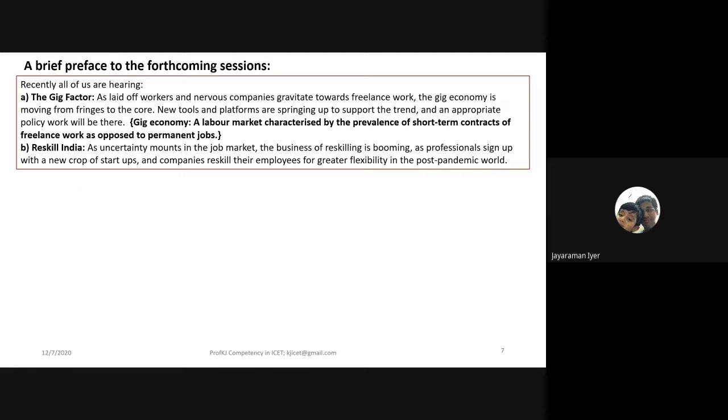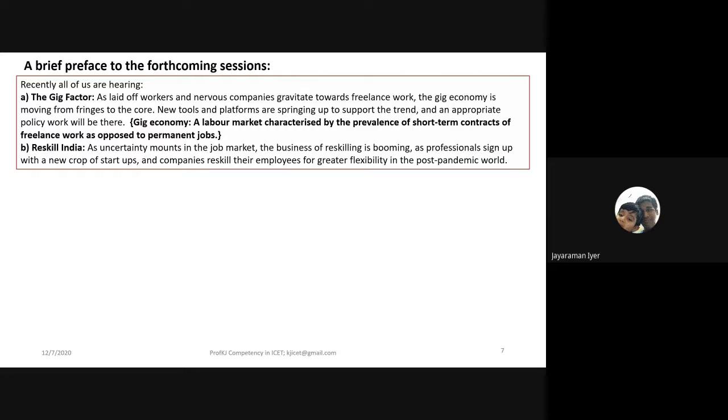This is why all these STTP or FDP, or even remote learning, etc. are coming: because there is what is known as the gig factor. The gig economy is defined as a labor market characterized by the prevalence of short-term contracts. Please understand, we are not going to believe in having full-time, lifelong employment. No, it is not going to happen.